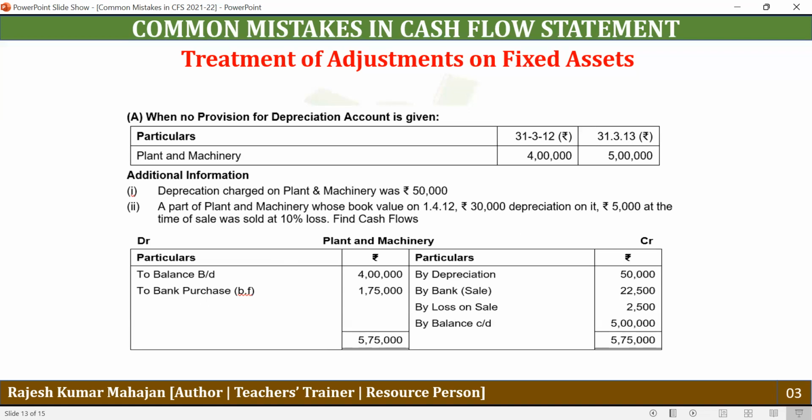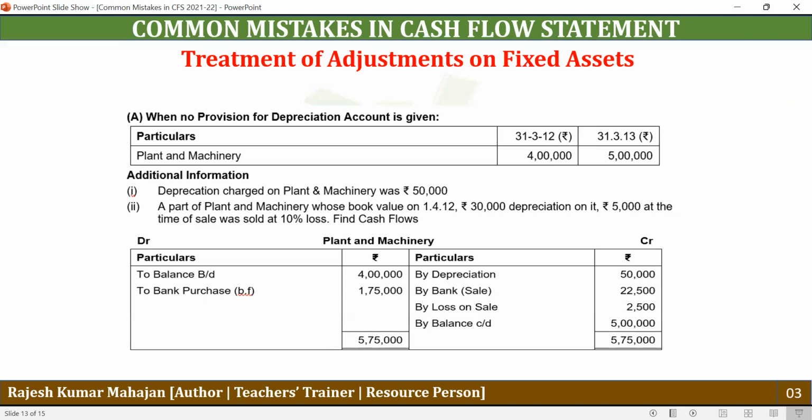So 30,000 has been divided into 3 parts. One is 5,000. Out of the remaining 25,000, 2,500 is the loss on sale, and the rest, 22,500, is basically the amount of sale, that is in the form of cash or bank.